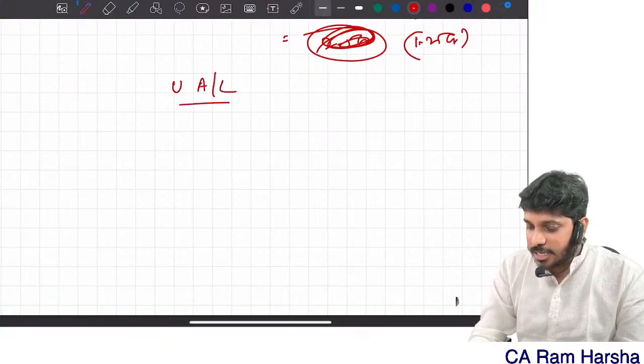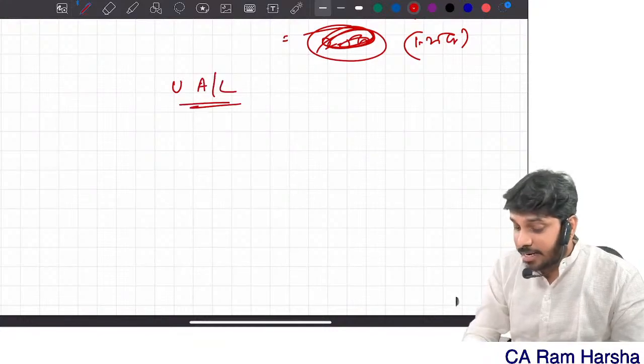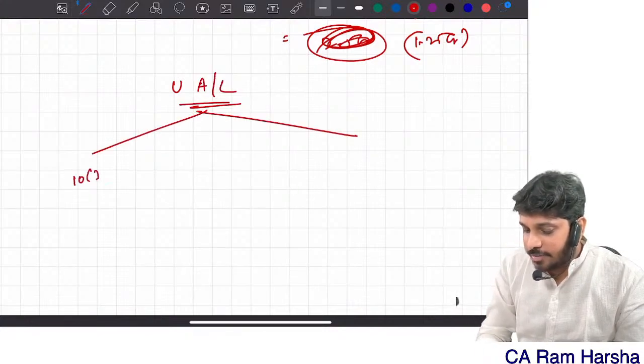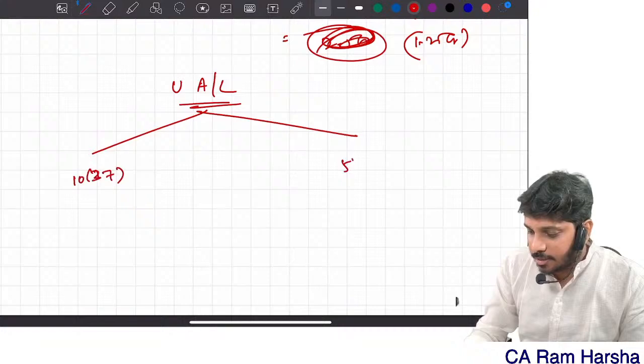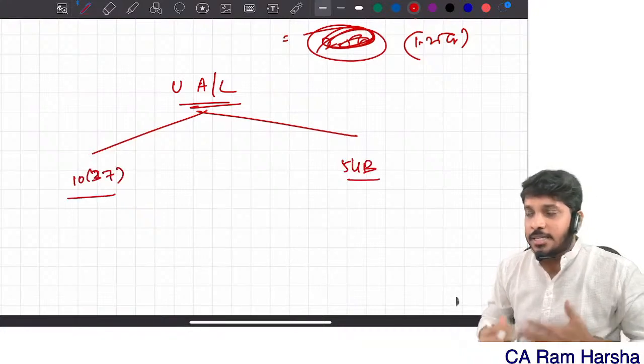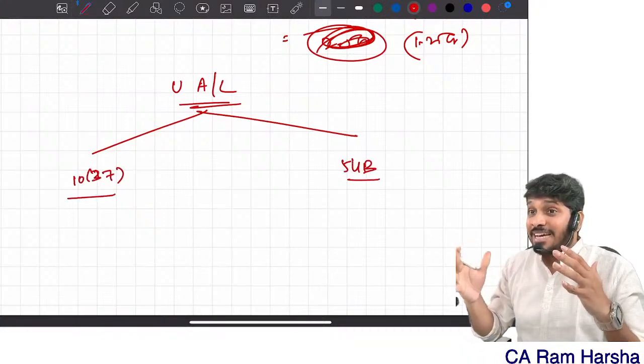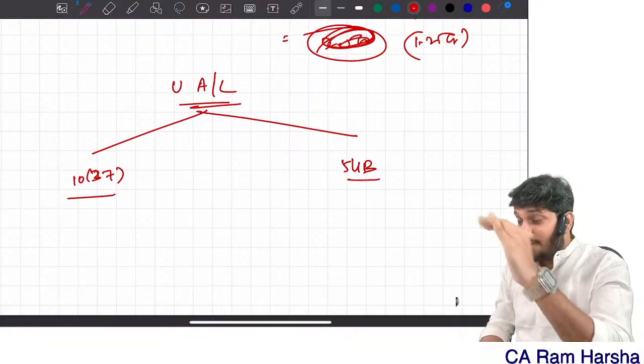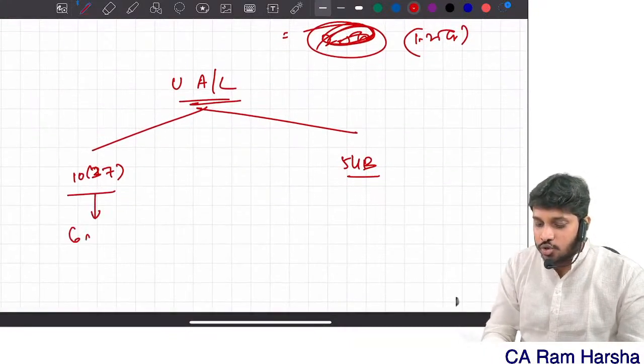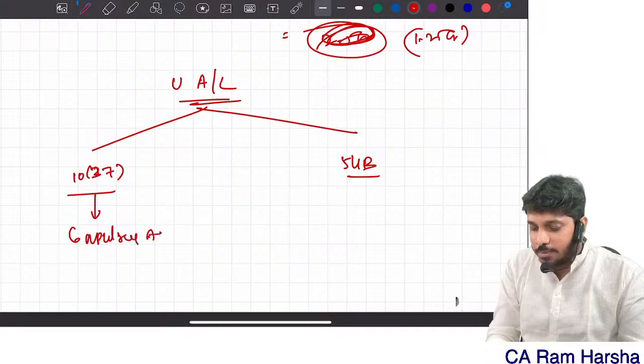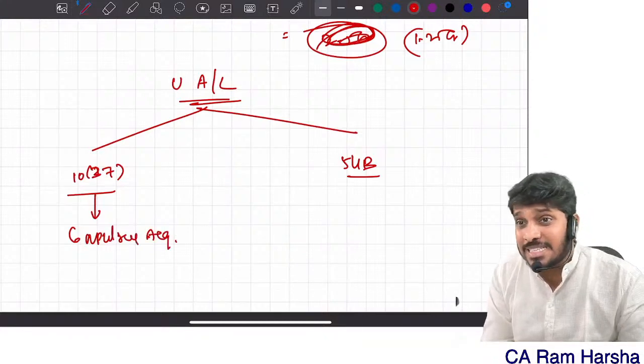Now 54B and 10(37): urban agricultural land. I am talking about urban agricultural land. There are 2 sections dealing with exemptions: section 10(37) and 54B. Sir, what I am selling is an urban agricultural land. Sir, it is sold under compulsory acquisition.